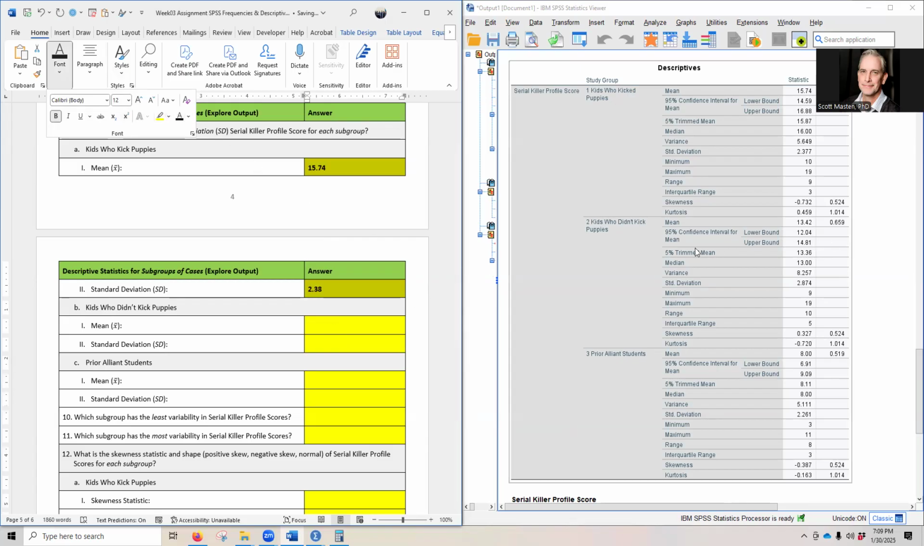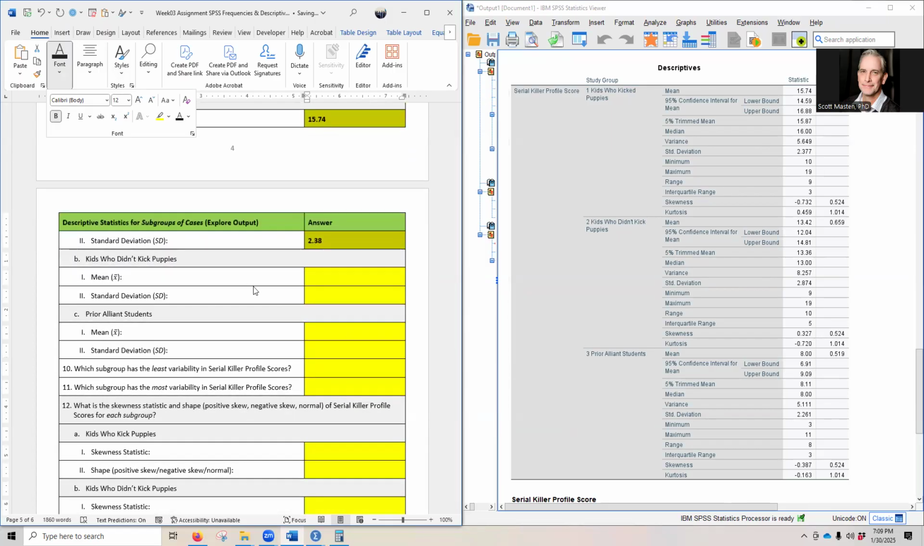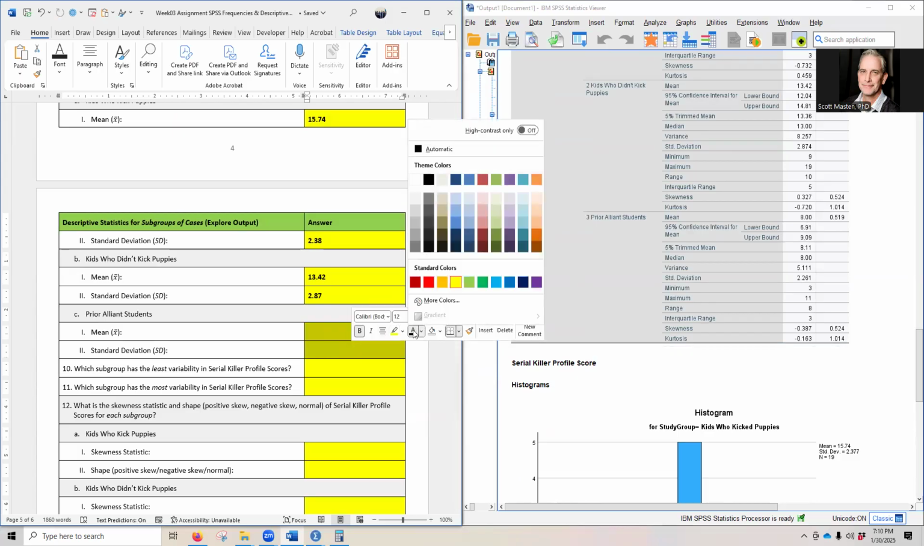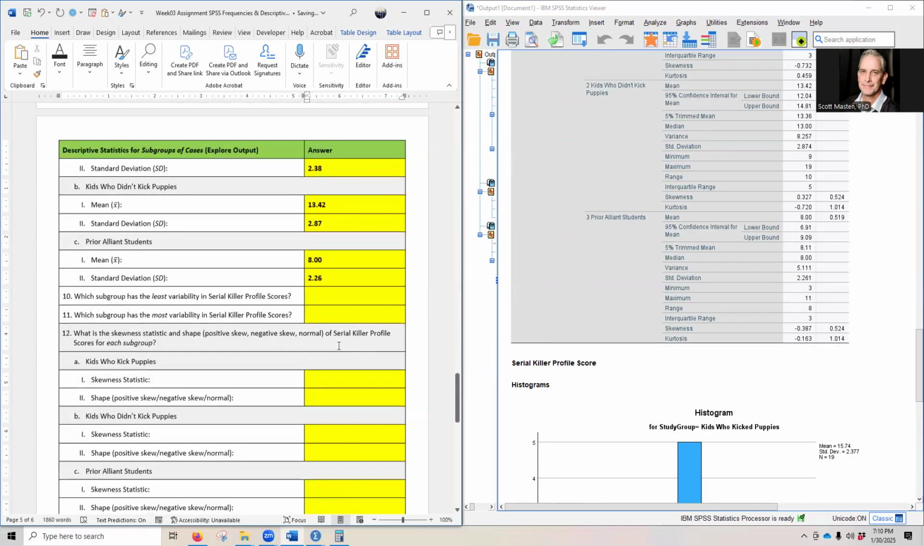So 2.38, rounded. How about kids who don't kick puppies? Here are their stats. The mean is 13.42 and the standard deviation, rounded, is 2.87. That's the answer. How about prior alliance students? Their mean is 8.00 and the standard deviation is 2.26. All right, so far so good.